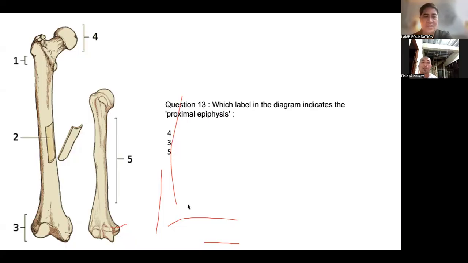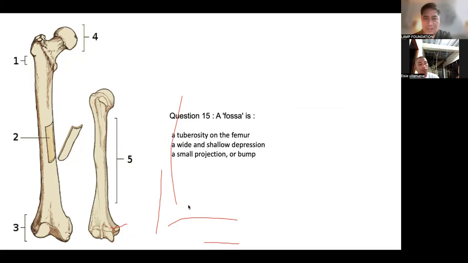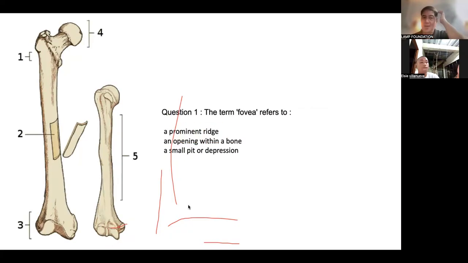Which label indicates the proximal epiphysis? That is number 4. What is a foramen? An opening within a bone. Fossa: a wide and shallow depression. What is the fovea? A small pit or depression.